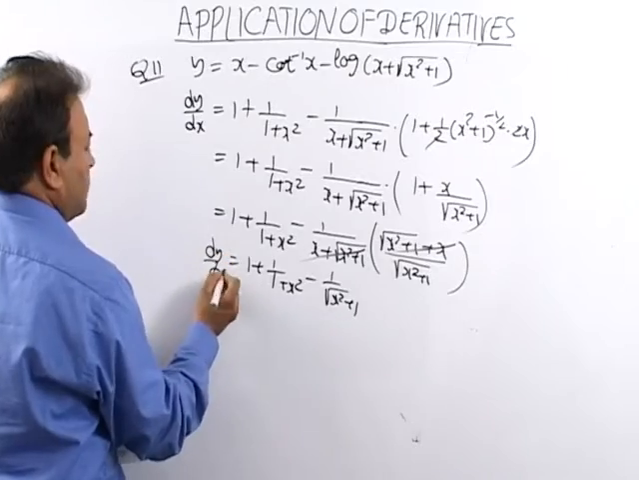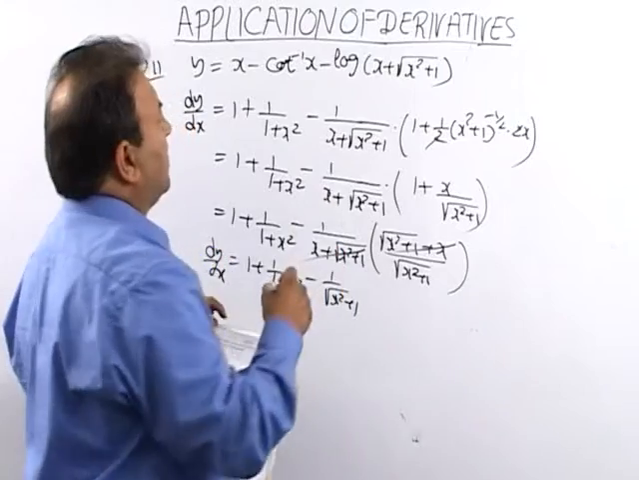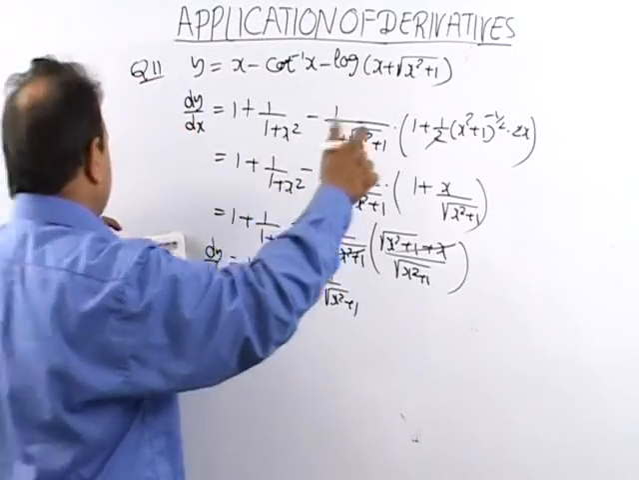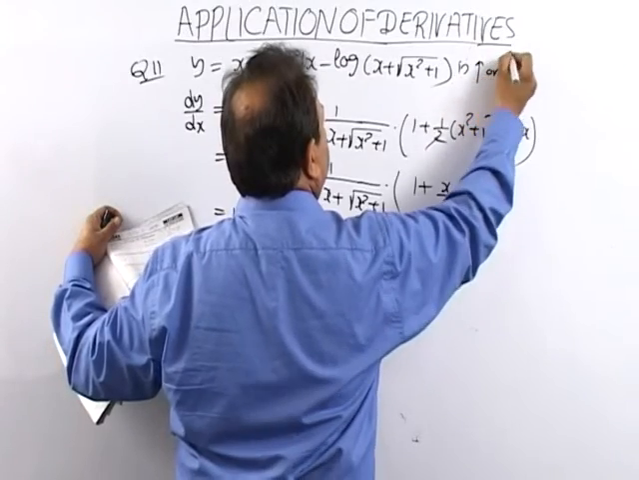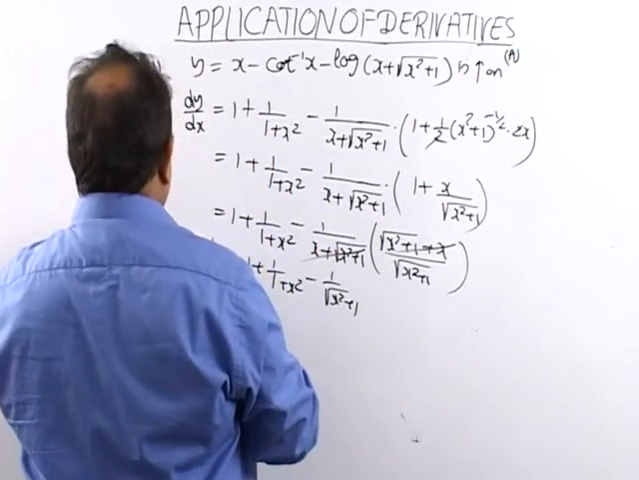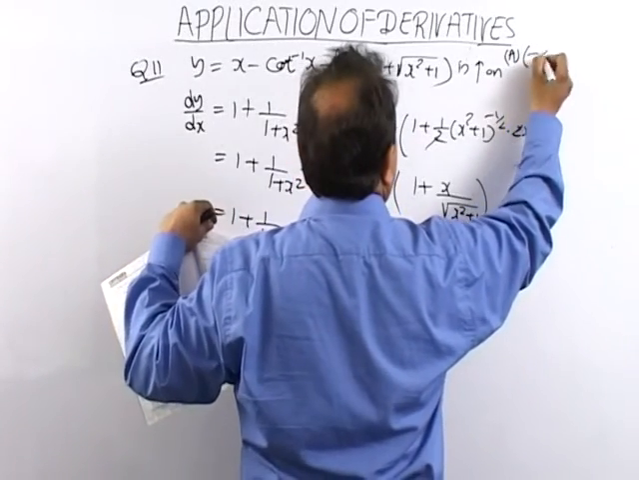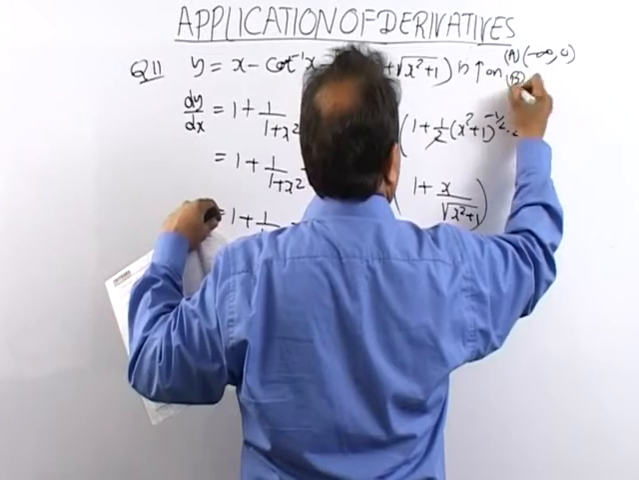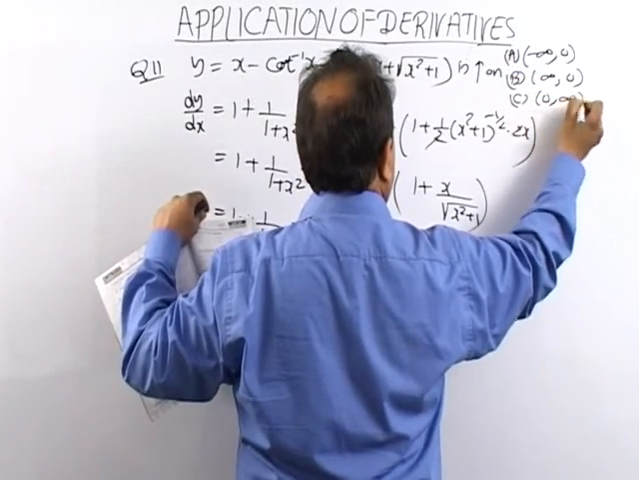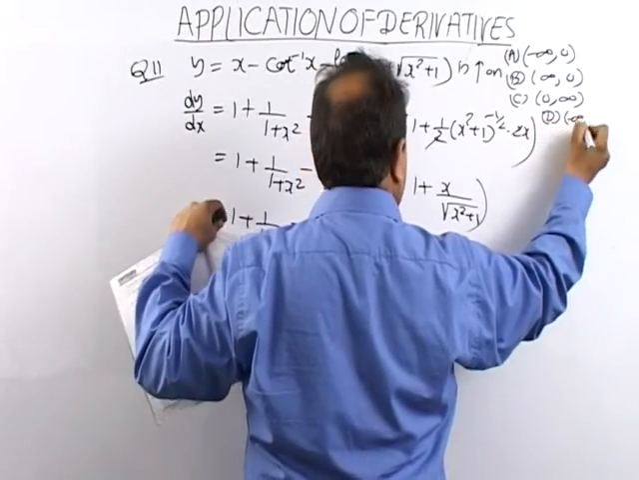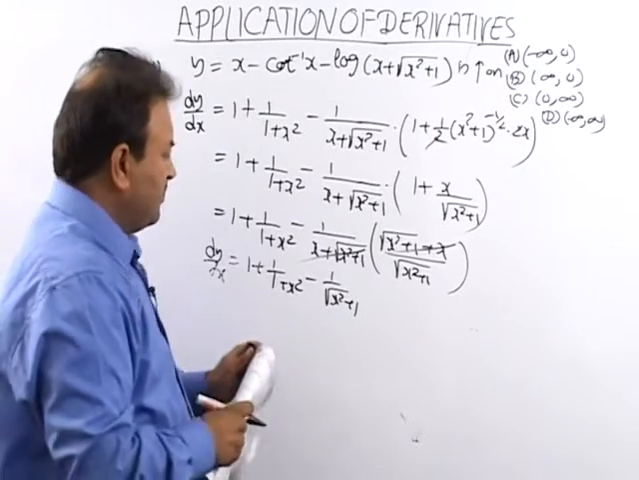dy by dx. This question is given to you, and I have not written the whole question. It is written: y is equal to this, and this one is increasing on. Option A we have is minus infinity to 0. B is infinity to 0. C is 0 to infinity. D is minus infinity to infinity. These are the four options we have been left with.